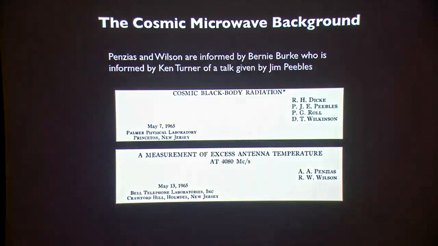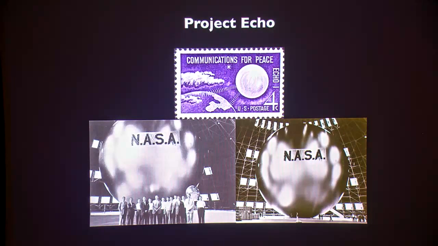Eventually, Jim Peebles gave a talk that Ken Turner heard, who told Bernie Burke, who told Penzias and Wilson that there's a group at Princeton trying to detect a signal from the early universe that looks essentially like what they were looking at. Then there were two papers published back to back: one by Penzias and Wilson about the measurement of excess antenna temperature, so just noise they couldn't explain, and one by Dicke, Peebles, Roll, and Wilkinson interpreting the signal as cosmic black body radiation. Now that you've made the claim that this is really cosmic black body radiation, radiation left over from the hot early universe, you have to somehow understand how this works.